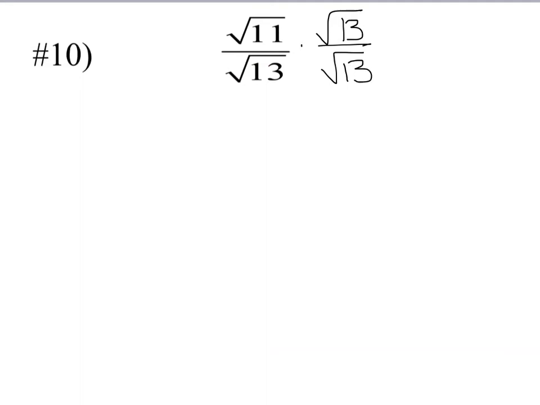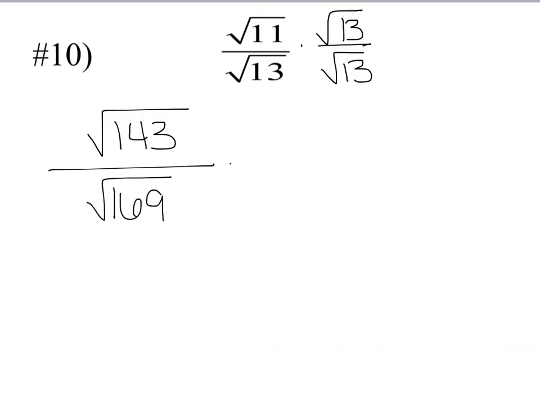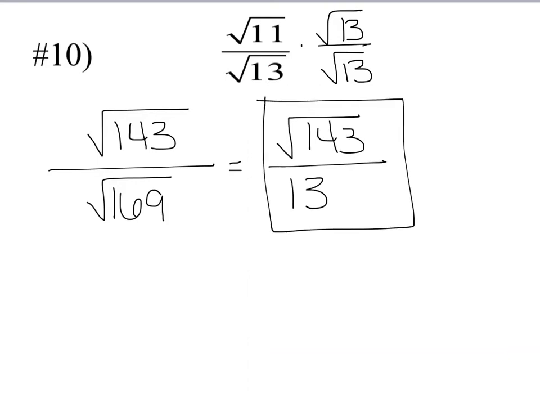So in my numerator, you have the square root of 11 times the square root of 13, which is the square root of 143. And then in the bottom, you have the square root of 13 times the square root of 13, which is the square root of 169. Well, we know the square root of 169 is 13. We just have to see if we can simplify the square root of 143 at all. And it looks like we cannot. So our answer is just the square root of 143 over 13.